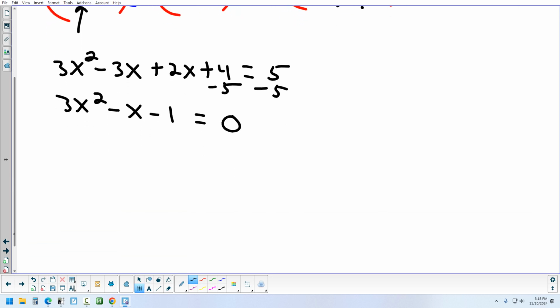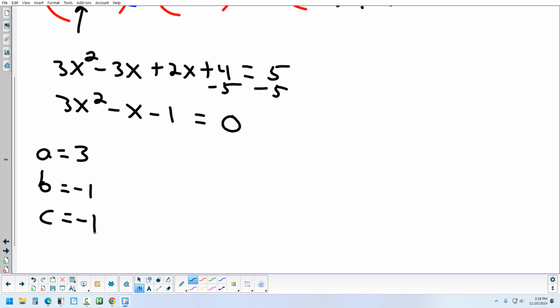So first thing, we could try to factor it, but that doesn't look factorable to me. So if you can't factor, what else can you do? Quadratic formula. Yep. What's a going to be? A is going to be 3. And b? Negative 1. And c? Negative 1.